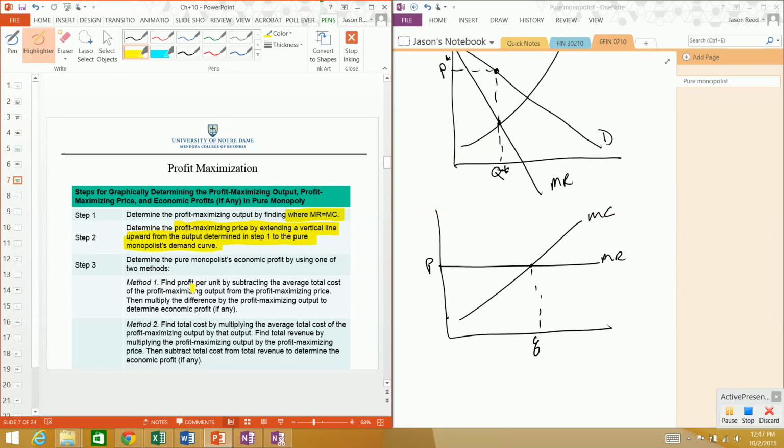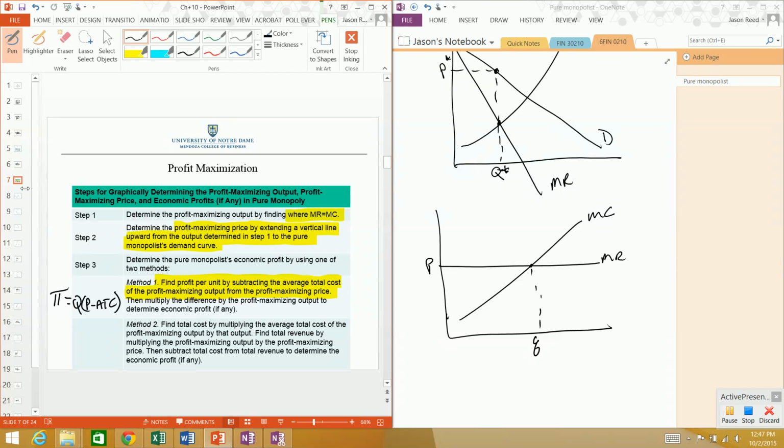So the first method says find profit per unit by subtracting the average total cost of the profit maximizing output from the profit maximizing price. Essentially, all that's saying here is looking at price minus average total cost. We already knew that, and then we're going to multiply the difference by the profit maximizing output, Q. This is already what we developed to be our economic profit analysis. So method one isn't necessarily new to us at all, and so we can generally just stay with this method.